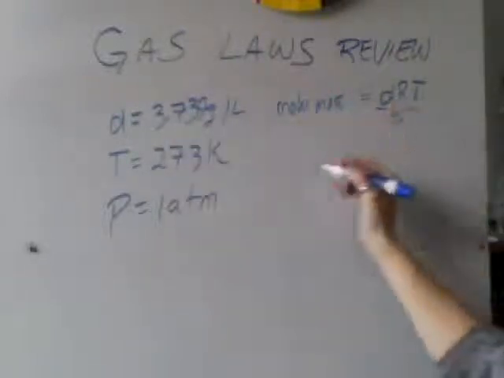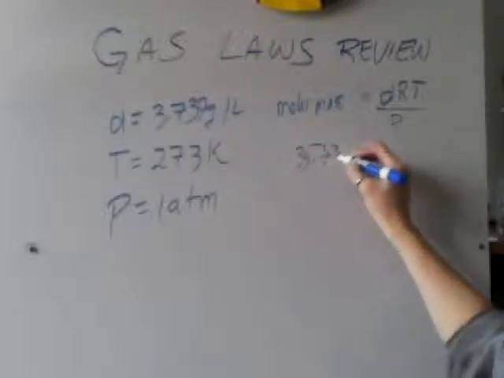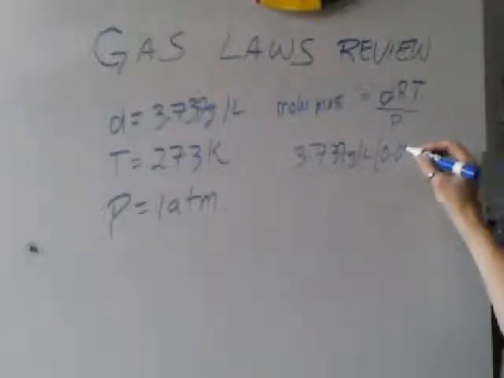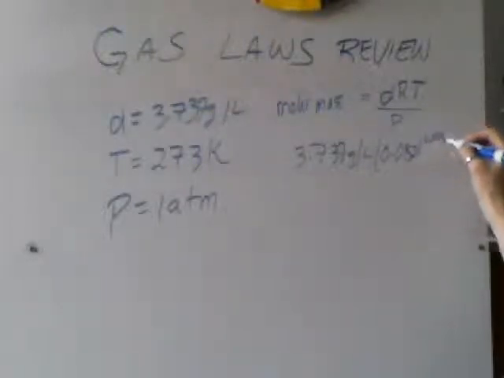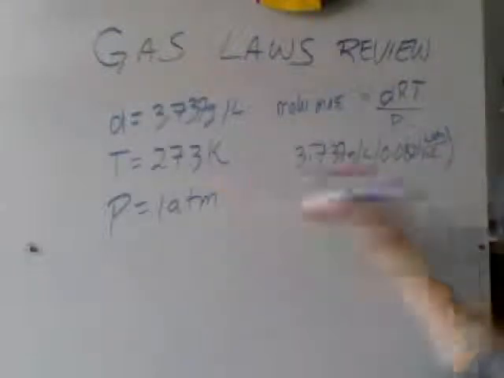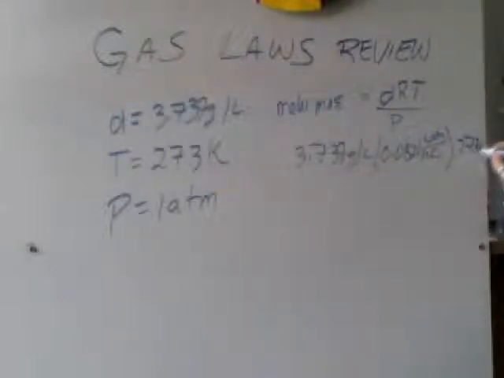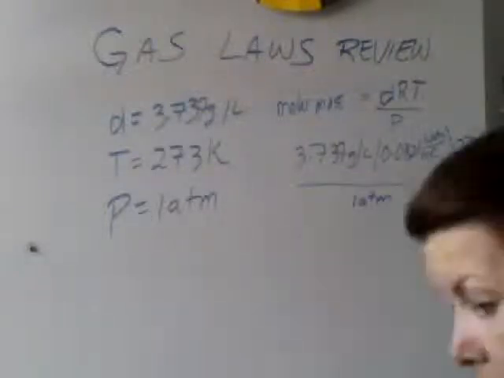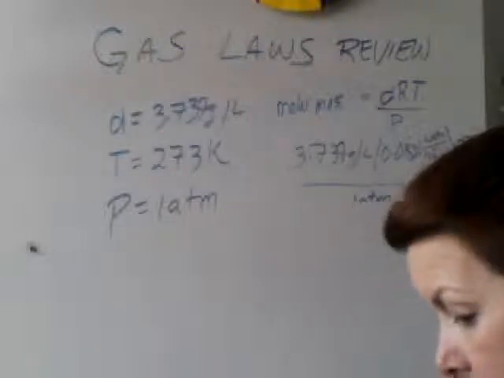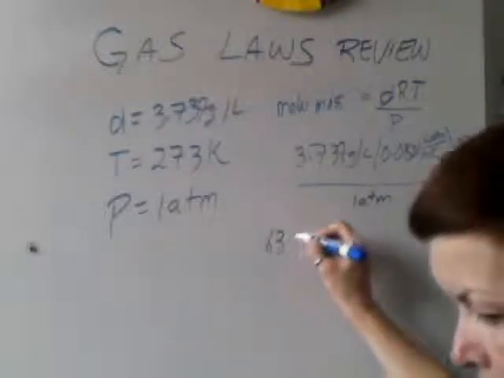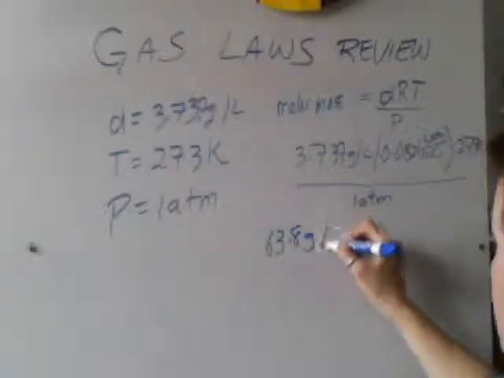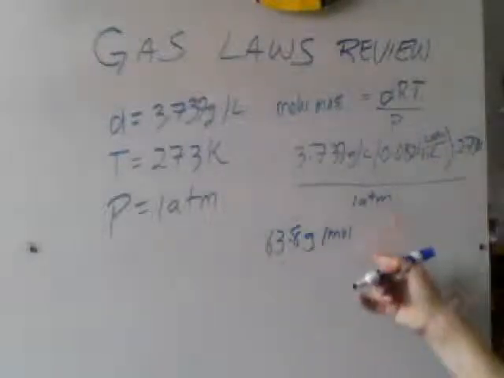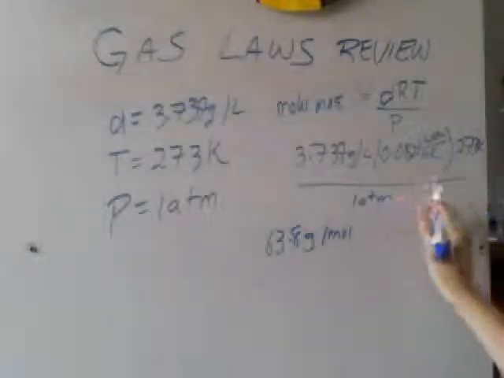So we substitute in. Density is 3.739 grams per liter. R is our favorite, 0.0821 liter atmospheres per moles Kelvin. And our temperature is 273 Kelvin. And our pressure, yay, is 1 atmosphere. So that makes the math easy. And we end up with a molar mass of 83.8 grams per mole. And we get that because our atmospheres cancel each other.